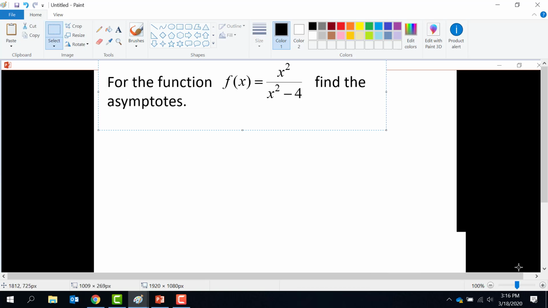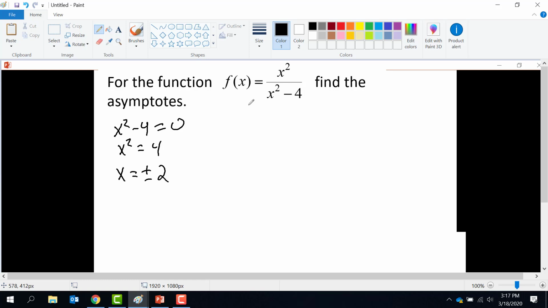Okay, so now we're trying to find the asymptotes of this function. And so again, vertical asymptotes we find simply by figuring out the zeros of the denominator. So x squared minus 4 equals 0. So then x squared equals 4. So then x is equal to plus or minus 2. Horizontal asymptotes.